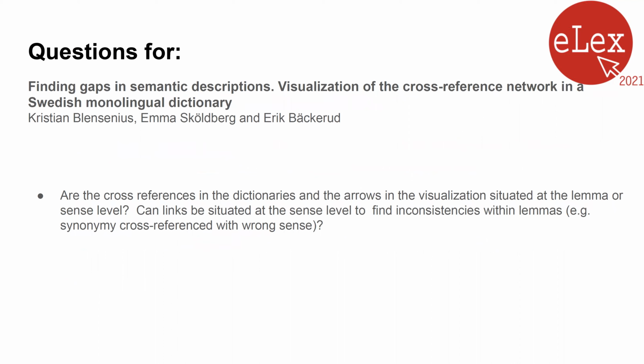From your presentation online, I wasn't sure whether the cross references in the dictionaries and the arrows in the visualization were situated at the lemma level or the sense level. So I guess these are lemma level references. Yes. Okay, and correct. So my question relating to that is, could it be interesting to also have these arrows and links at the sense level to find inconsistencies within lemmas, for example, synonymy that's cross-referenced to the wrong sense, so that it's not completely symmetrical?